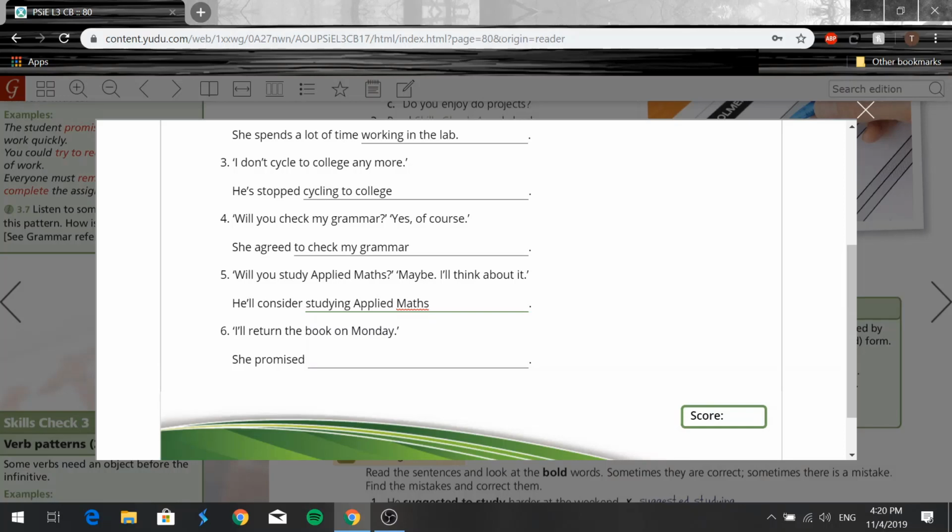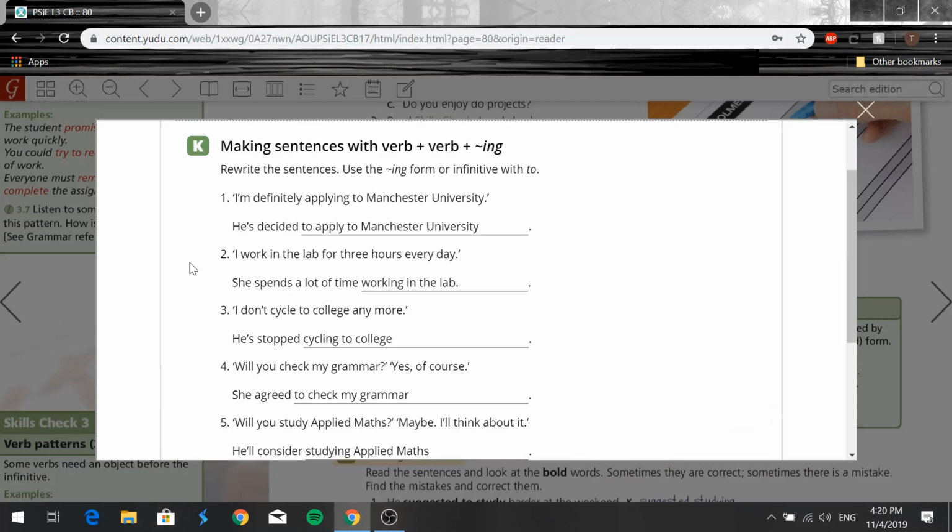Okay? I'll return the book on Monday. She promised. And what can I say after that? I'm going to use to, by the way. So I'll say to return the book on Monday. Okay? So one more time. I'm definitely applying to Manchester University. He's decided to apply to Manchester University.